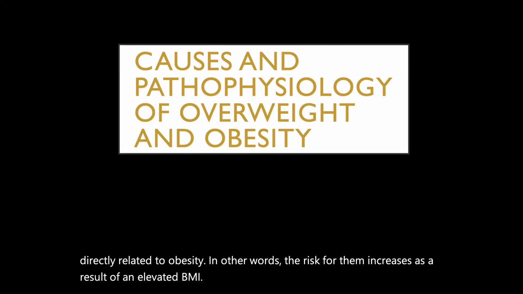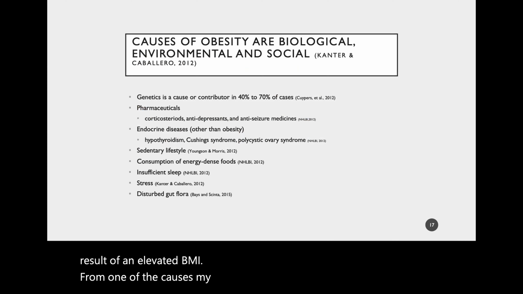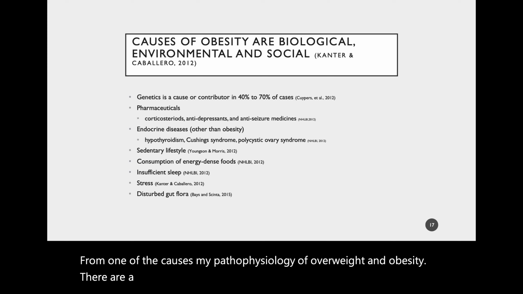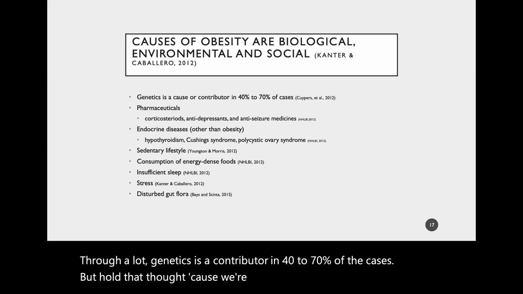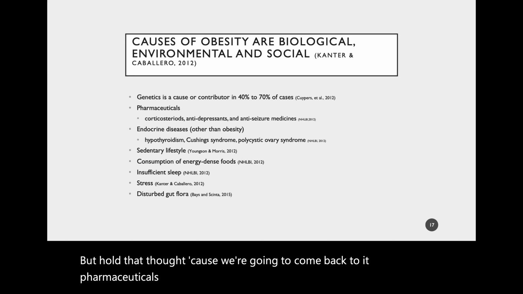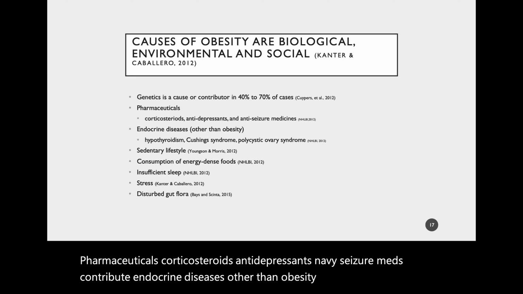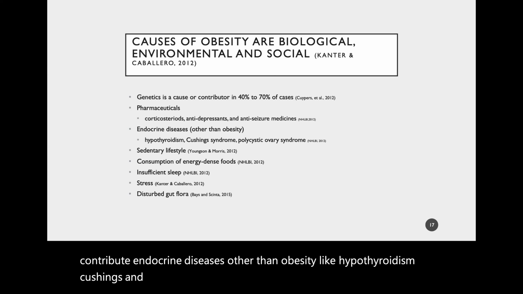And what are the causes and the pathophysiology of overweight and obesity? There are a lot. Genetics is a contributor in 40 to 70% of the cases. But hold that thought because we're going to come back to it. Pharmaceuticals like corticosteroids, antidepressants, and anti-seizure meds contribute. Endocrine diseases other than obesity, like hypothyroidism, Cushing's, and polycystic ovarian syndrome, play a role.